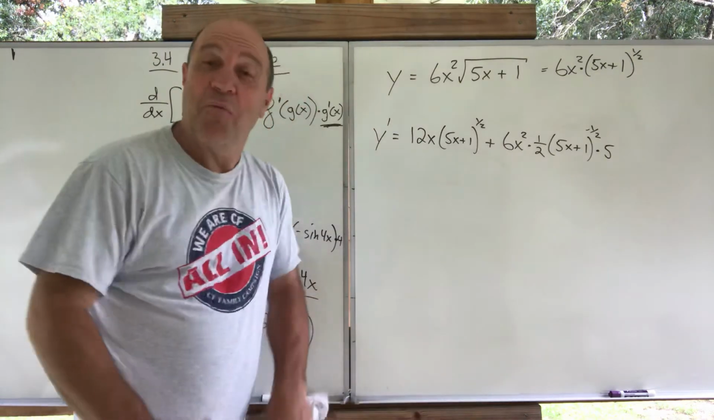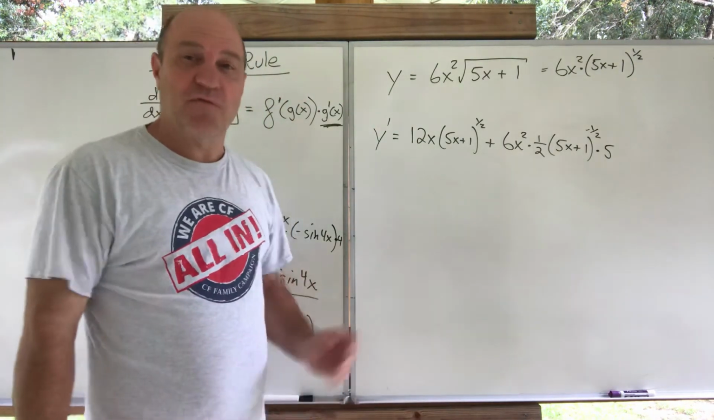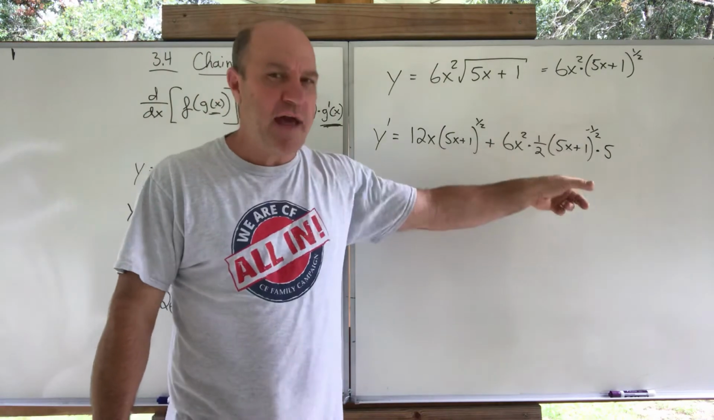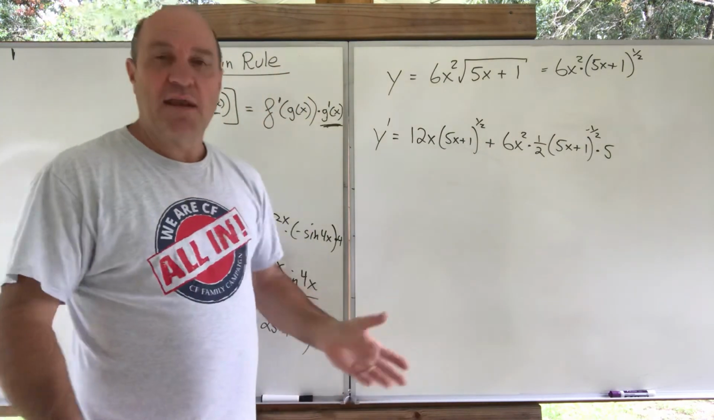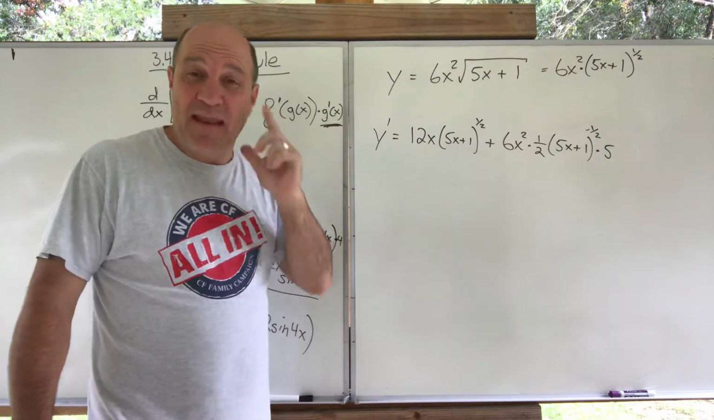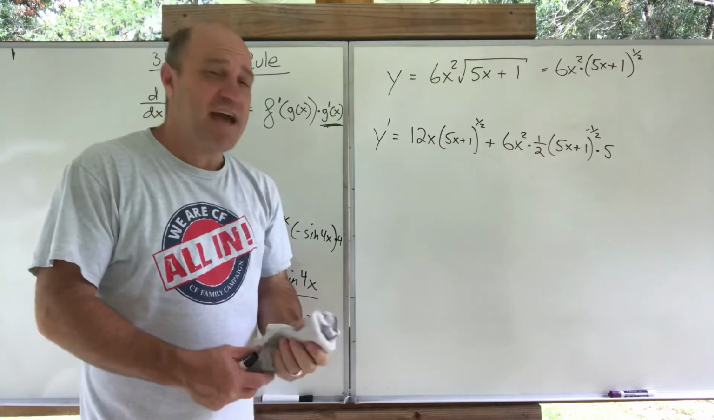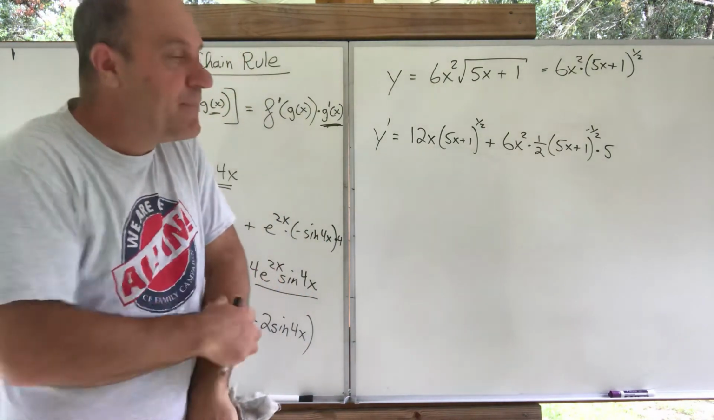Cool. Guess what? We're done with the derivative. We did it beautifully. Nice product rule, a little chain rule action right there at the end. We're done. We do like to clean these up, and this is something maybe new to you. I want to teach you how to clean this up the most efficient way.